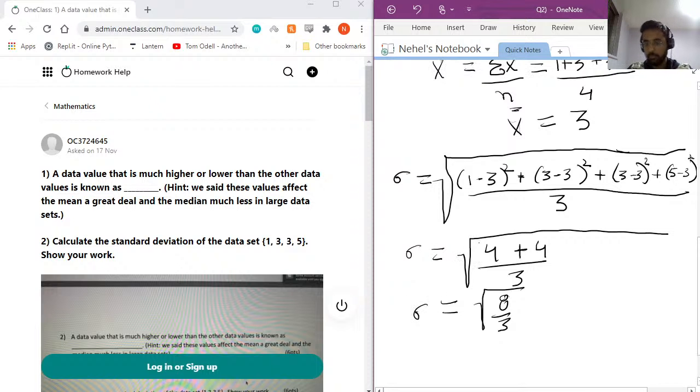Now just to give you a feel for what standard deviation is, it helps us visualize how our data varies, how each point varies from the mean of the data. In this case, the mean of the data was 3, so our standard deviation is roughly the square root of 8 over 3. So all the data points on average vary by that much. If we just want to calculate the final value, it is approximately 1.63, our standard deviation.